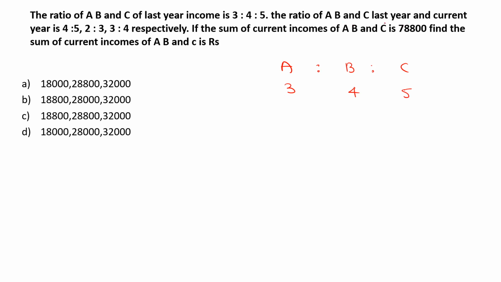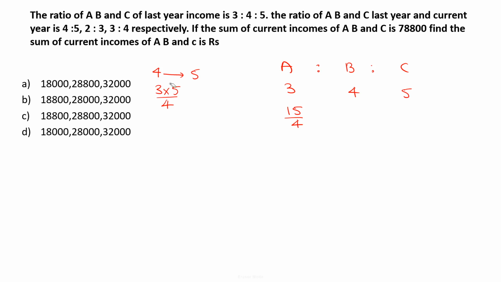It is given in the question that the incomes of A, B, C in the last year and the current year are in the ratio of 4:5, 2:3 and 3:4 respectively. Let us understand what 4:5 is explaining to us. When the income of A in the last year is 4 rupees, it is 5 rupees in this present year. When 4 becomes 5, then the value of 3, what we assumed as the last year's income of A, would be 3 times 5 upon 4, that is 15 upon 4.